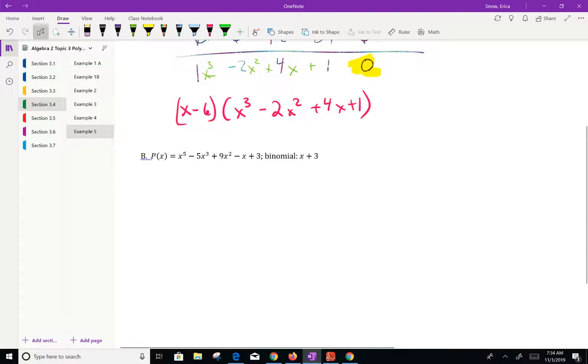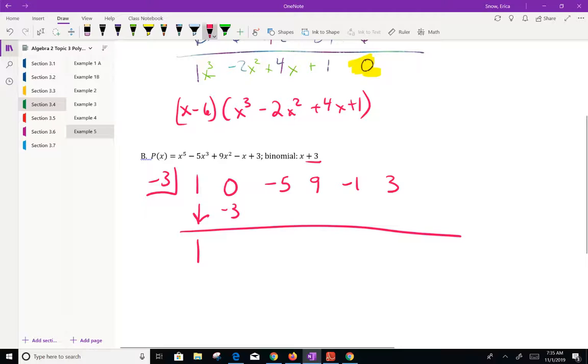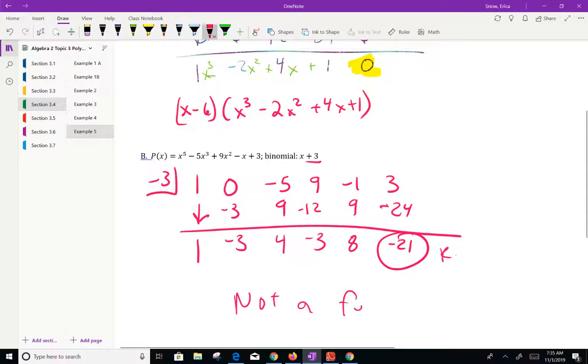Okay, let's look at another one here. This one we're going to have to put negative 3 in the box. And we get 1, 0, because there's no x to the fourth, negative 5, 9, negative 1, and 3. We get 1 and negative 3. Negative 3 and 3 is positive 9. 4 and negative 3 is negative 12. Negative 3 and negative 3 is positive 9. And 8 and negative 3 is negative 24. So we have a remainder of 21, which means it is not a factor.